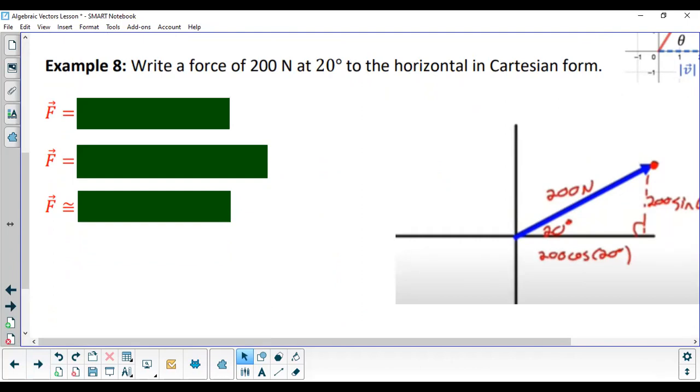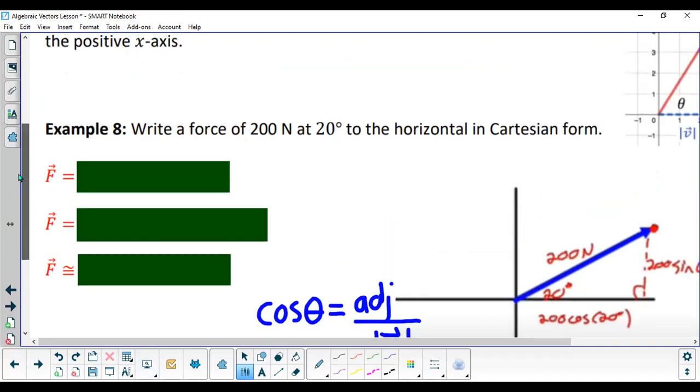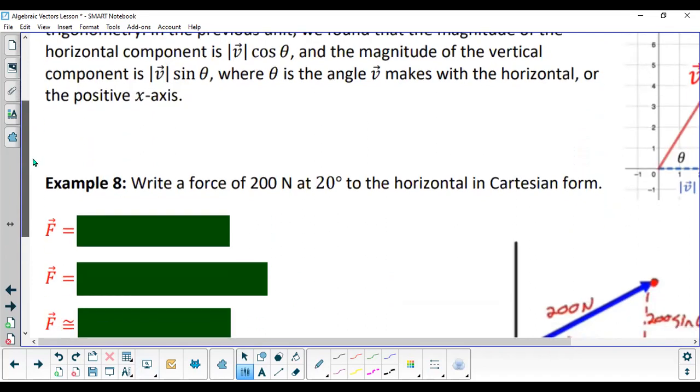I've drawn that in. And if we're going to write this in Cartesian form, I know that this is my reference angle. Cos theta would be equal to my adjacent over vector v. And that is actually up here, so I should have given the formula first.